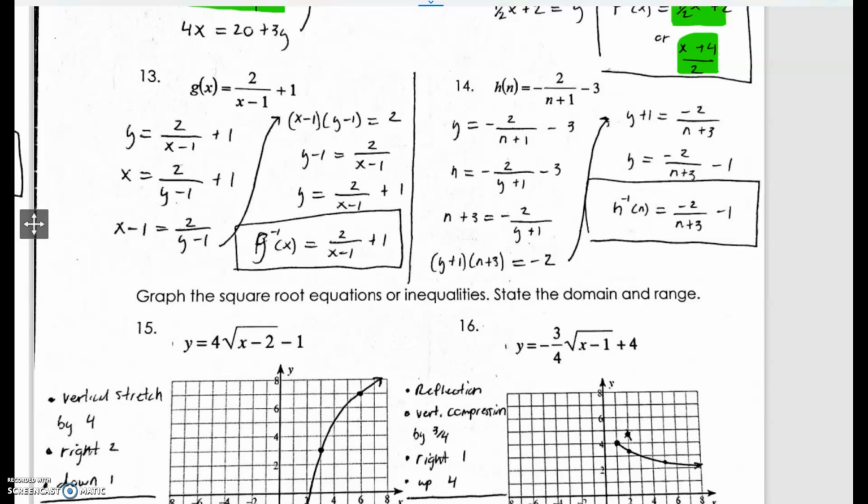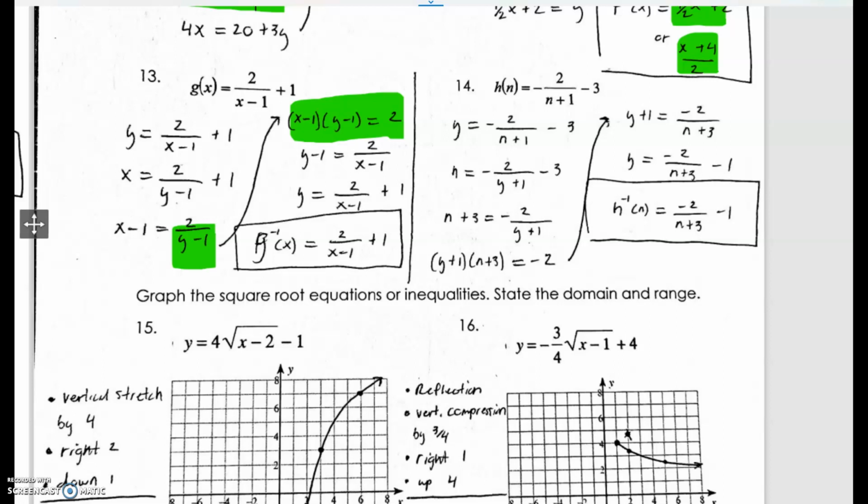But what happens is once you get the x and the y switched right here, go ahead and move that single 1 to the other side, and then right here you're going to multiply by y minus 1 to both sides. Now, a common mistake is some students will distribute. Notice I did not distribute, I just multiplied by y minus 1 to both sides, which eliminates it on the right and moves it to the top on the left.